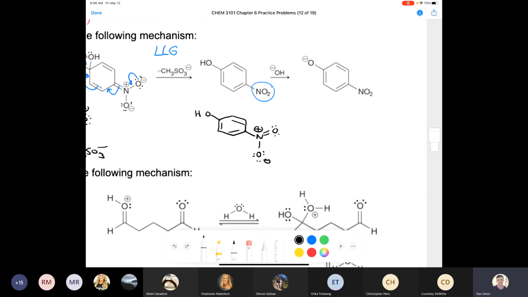And then what's going on in the last step? Could anybody tell me what's happening in the last step? Yeah, the last step is a proton transfer, right? The hydroxide is behaving as a base, right? And it's taking, I'm going to draw it to this one because you have to show the bond between the hydrogen and the oxygen. So we end up with our proton transfer in the last step.